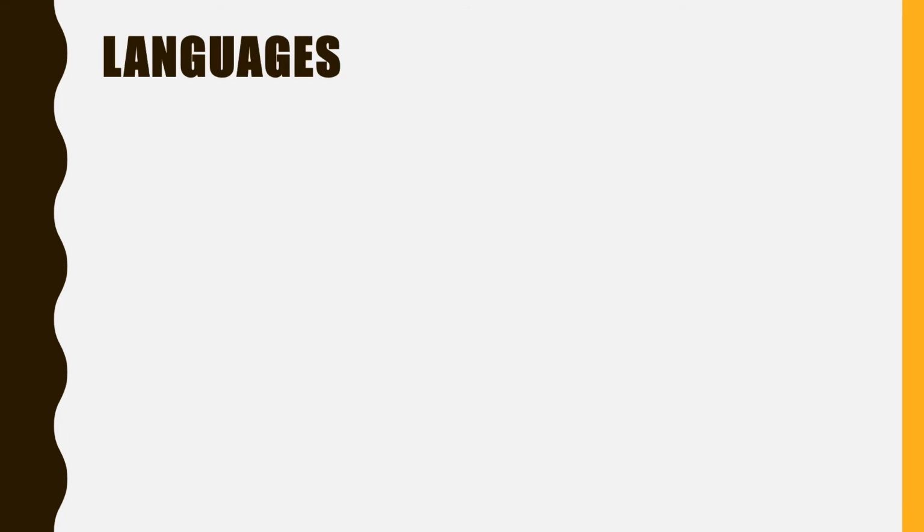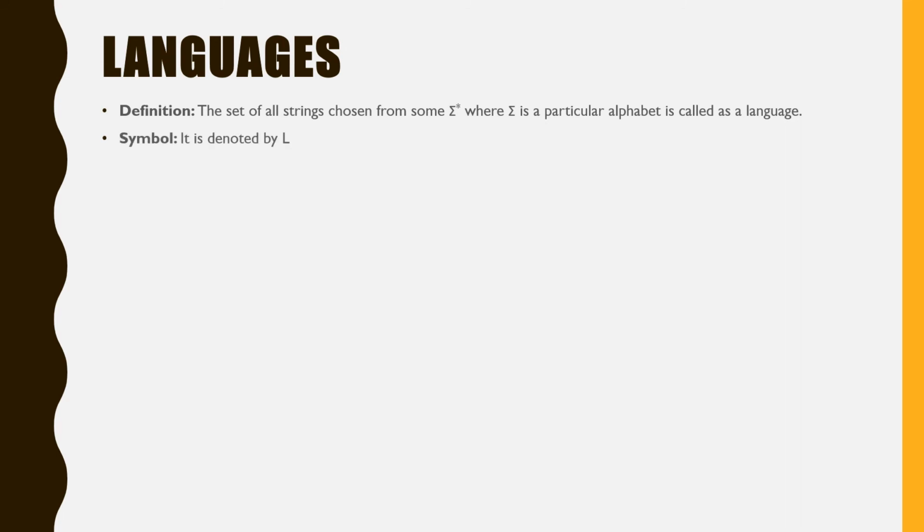Finally, languages. The set of all strings chosen from some sigma power star, where sigma is a particular alphabet, is called a language. So we say English is a language. The English language is a collection of words which are formed from the alphabet. It is denoted by uppercase L, and if sigma is an alphabet and L is a subset of sigma power star, then L is a language over sigma.